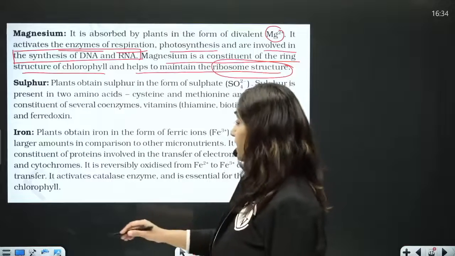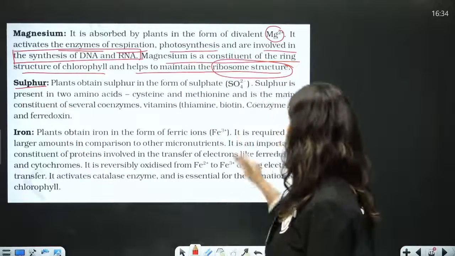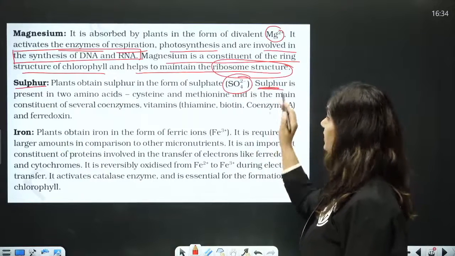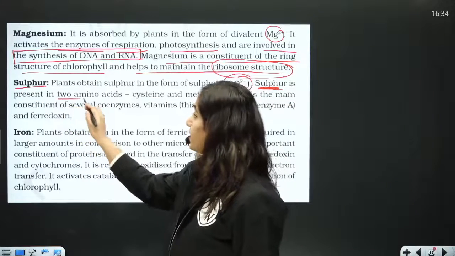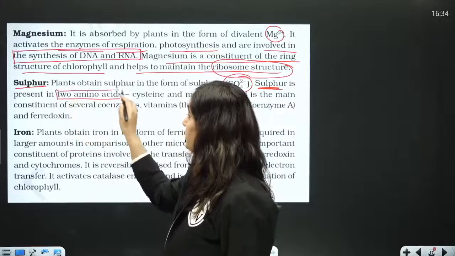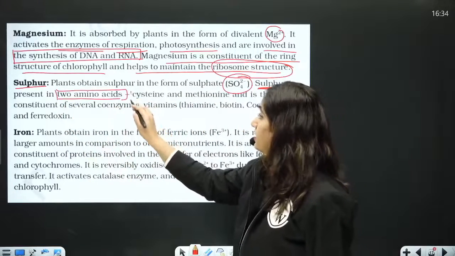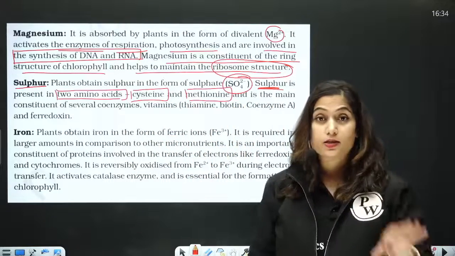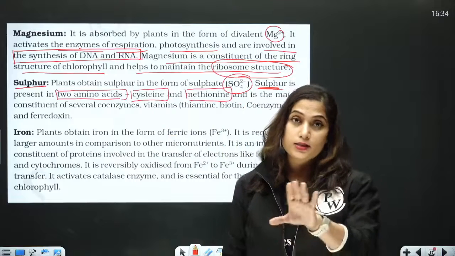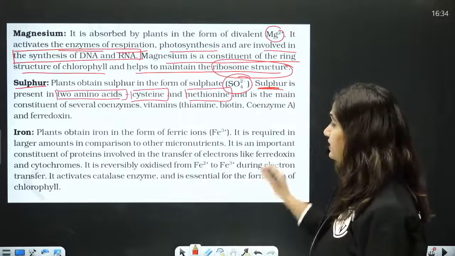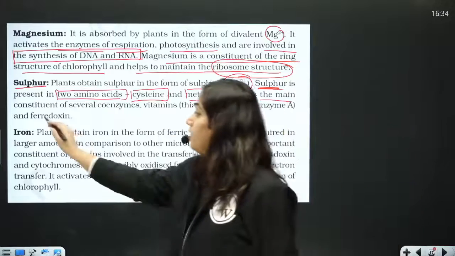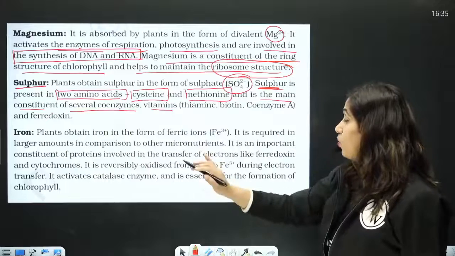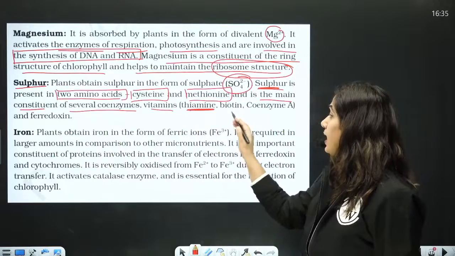Okay. Now sulfur. Sulfur is taken up by the plant in the form of sulfate ions. This is very important. Sulfur is present in 2 amino acids and they are cysteine and methionine. Remember this. Cysteine, methionine. Sulfur is present in them. It is the main constituent of several coenzymes. Vitamins like thiamine and biotin.